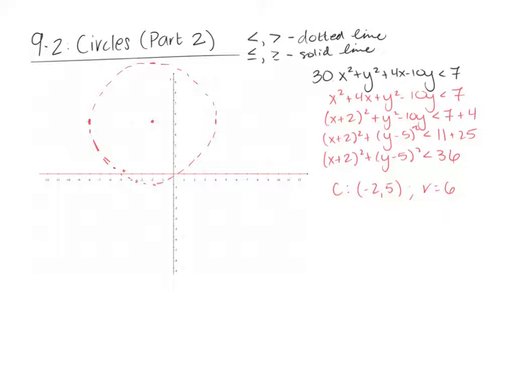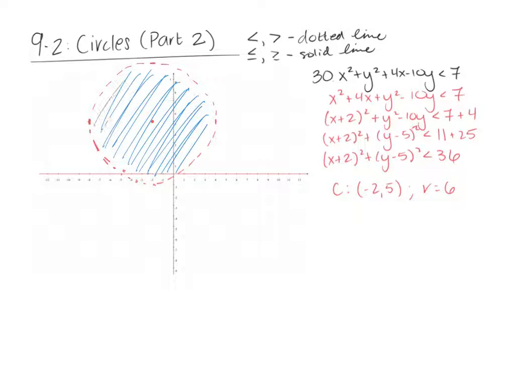And then the last piece is to shade. Now it says that we are less than 36, so we're going to shade everything inside our circle. So I'm going to change colors, and we're going to color in everything inside the circle. Okay, and that's it.